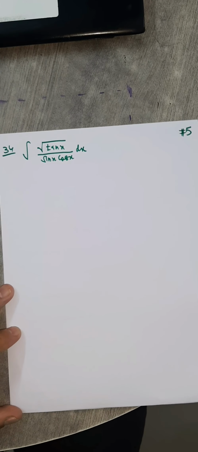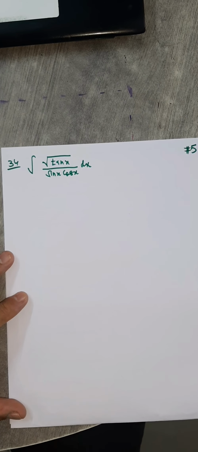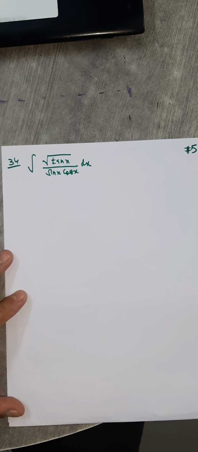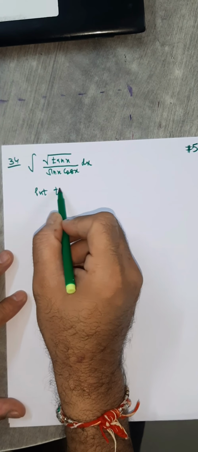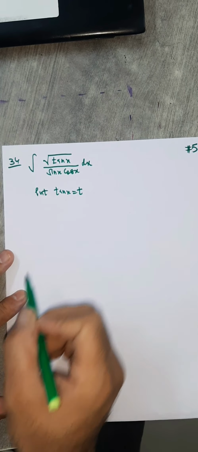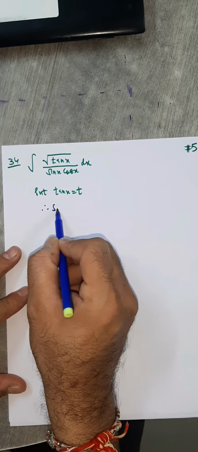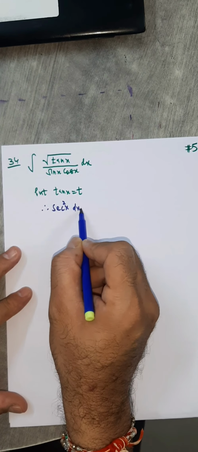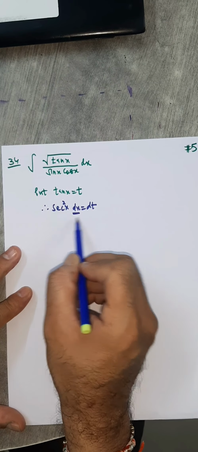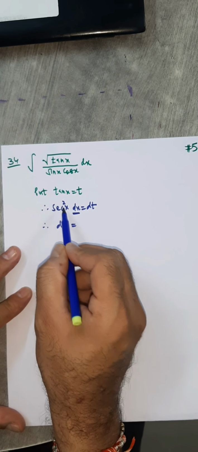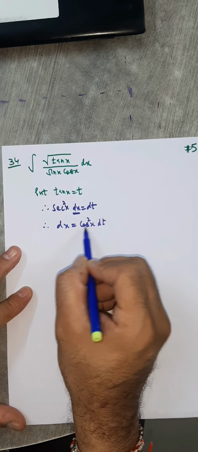Question number 34 here. You have root of tan x upon sine x into cos x. So if you have a root expression, we put that expression equals to t or t squared. So I'm taking this equals to t here. Now after taking substitution, we differentiate it. So we'll get here sec square x dx equals to dt. Now you don't have sec square here, you just get dx from this. So what's dx from this? 1 upon sec square, which is cos square x dt.